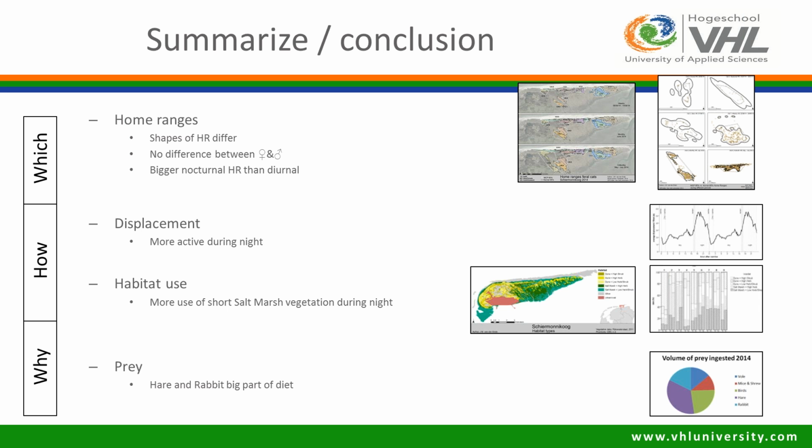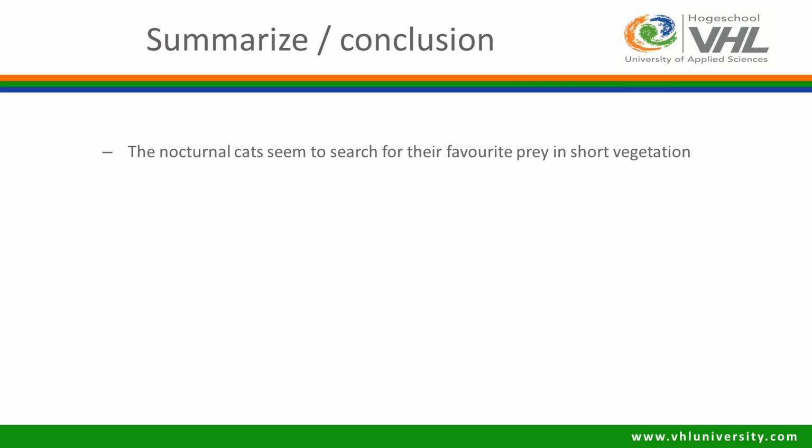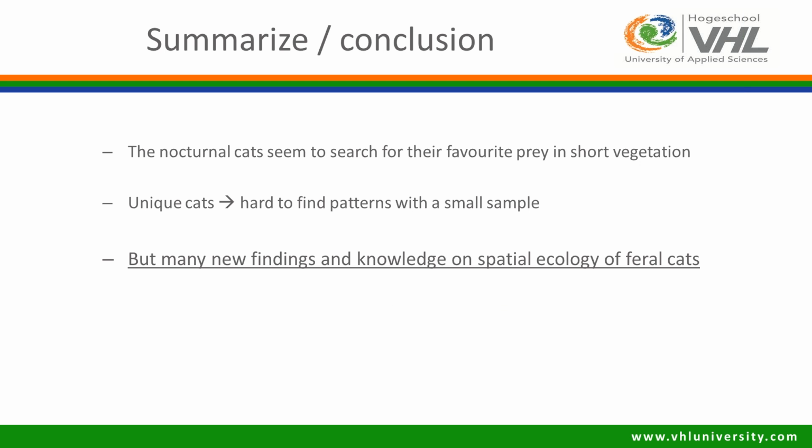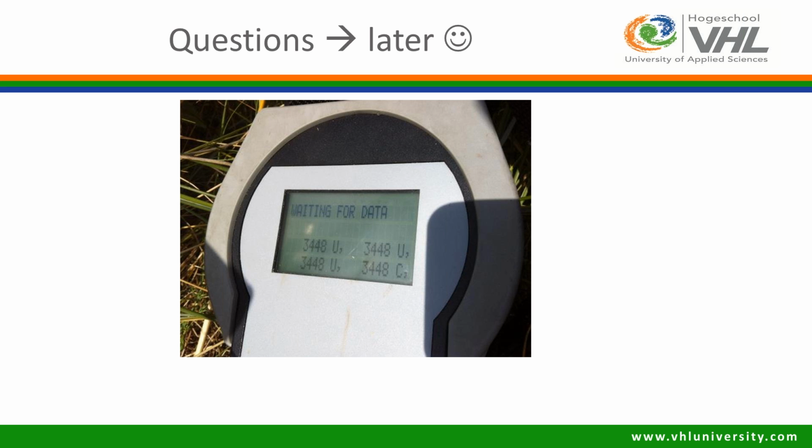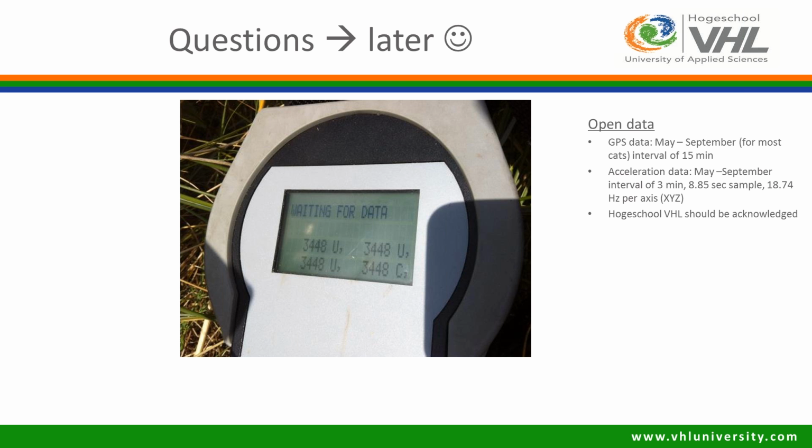And a reason why this could be is that they eat hare and rabbit mostly. It's a big part of the diet. So I expect that the cats that are nocturnal seem to search for their favorite prey in short vegetation, and their favorite prey is then rabbit and hares. But because all these cats are very unique, it's hard to find patterns with such a small sample size. But anyway, I think we have seen many new findings and gathered new knowledge on the spatial ecology of these feral cats. So questions can be asked and answered later.